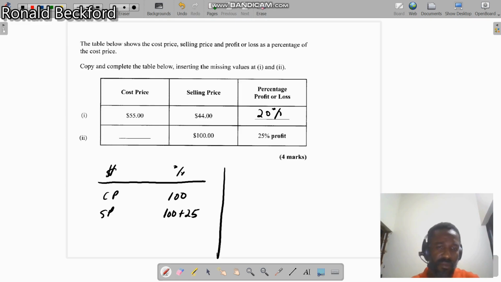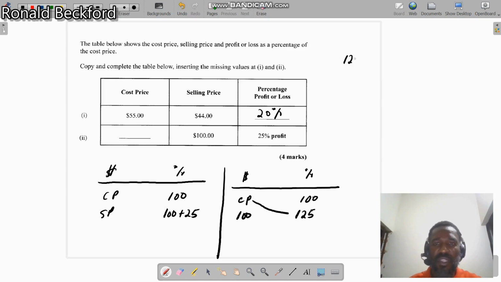Okay, I'm just going to redraw our table here, and I'm going to fill in the values. So the cost price we do not know. We know the percentage is 100. We know the selling price of $100, and we know that the percentage is 125. Here we are going to cross multiply and equate both sides. So we have 125 times CP is equal to 100 times 100. 100 times 100 is 10,000. Okay, and therefore we have 125 CP is equal to $10,000.